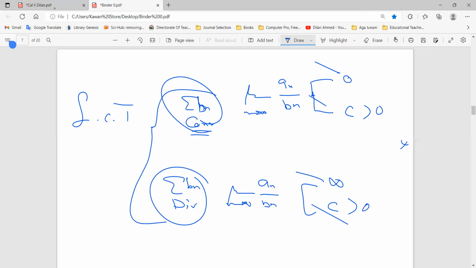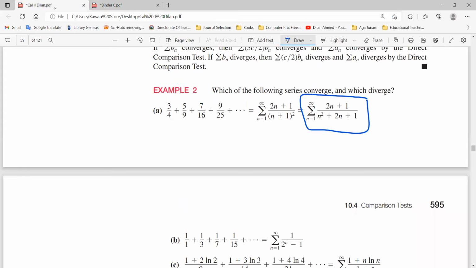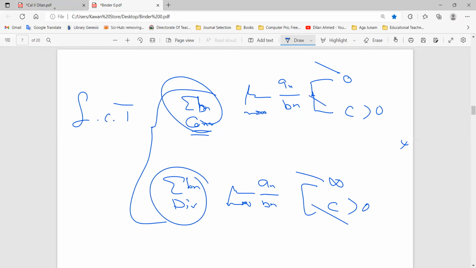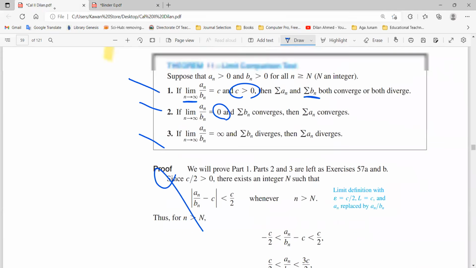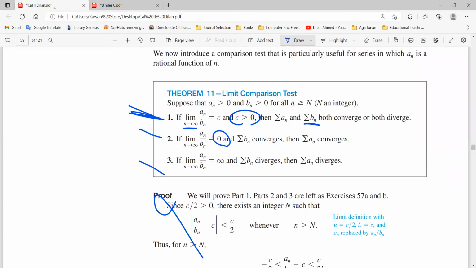Why? I didn't say this one in the middle. That's why I'm going to expand. This one is what? C, a constant. I distinguish this from your lecture book notes. Why? Because he makes this C one case. He says if C is greater than 0, A and B both converge or both diverge. So you mix them, but now we distinguish between them.